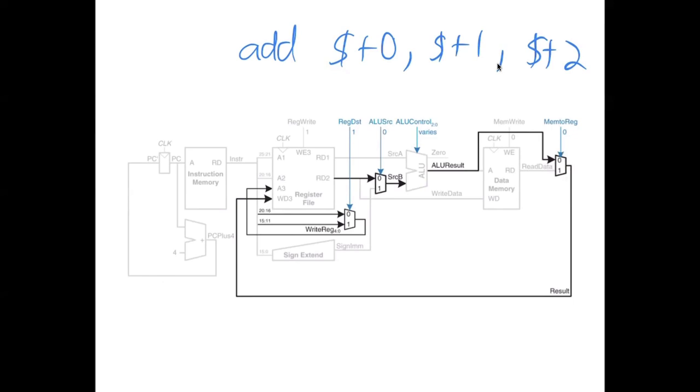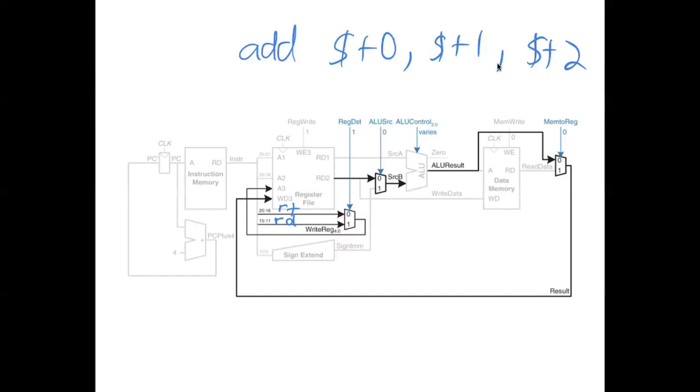However, where our destination is stored is different for R-type and I-type commands. So for our R-type command, this T0 is stored in bits 11 through 15, or RD. For our I-type commands, our destination would have been stored in bits 20 to 16, or RT. So in this case, we need yet another MUX to allow us to have our backward compatible change.